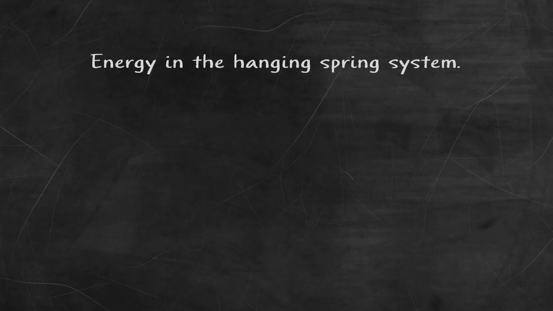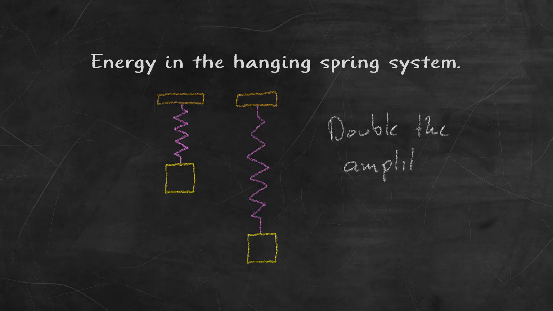Here's a question. What happens when you pull a spring twice as far to start it oscillating? Let's find out. Let's take a look at a system consisting of a hanging spring with a mass attached. The animation here doesn't show the motion of the spring. I'm learning animation, but I'm not there yet with the spring. You can see the oscillation of the mass up and down.